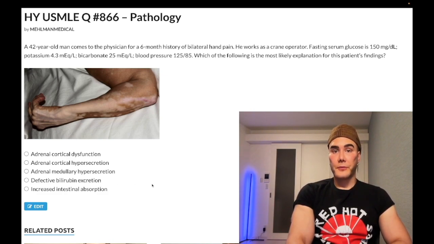Choice C, increased intestinal absorption, correct answer. Extremely nebulous and vague in terms of what's going on here. This is hemochromatosis. You need to know it's an important cause of hyperpigmentation.